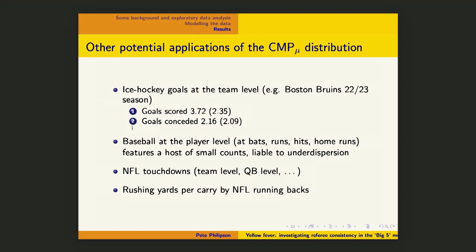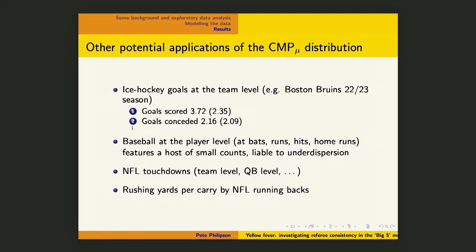So just by chance, I looked at the Boston Bruins first and their data from last season, and they scored a mean of 3.72 goals, and the variance attached to that mean was 2.35, so under-dispersed data there. And also for their goals conceded, a bit closer now, but we have a mean of 2.16, and the variance is ever so slightly smaller at 2.09.